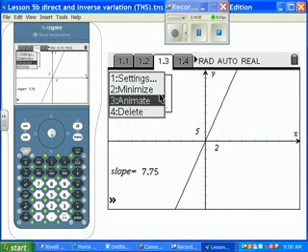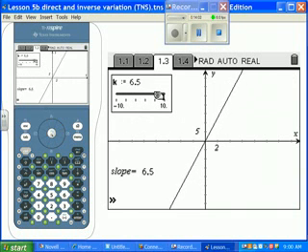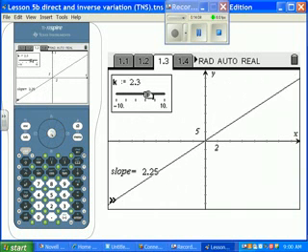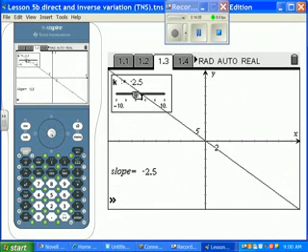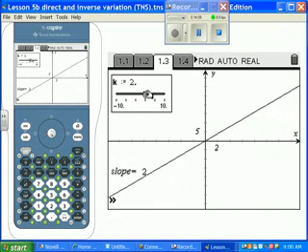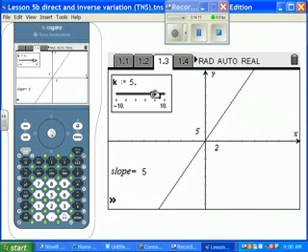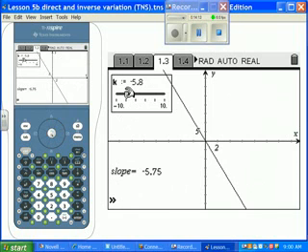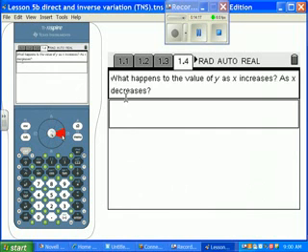As I increase the slope, is your y getting bigger or smaller? Bigger. As I decrease the slope, what's happening to your y? It's decreasing. Okay, so increase the slope, y increases; decrease the slope, y decreases. The answer would be F. So as x increases, y increases. As x decreases, y decreases.